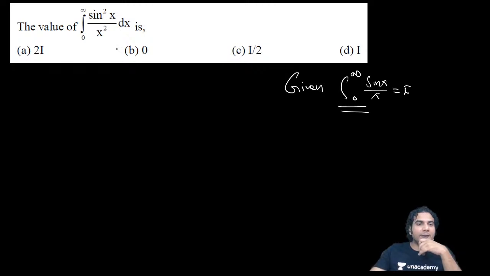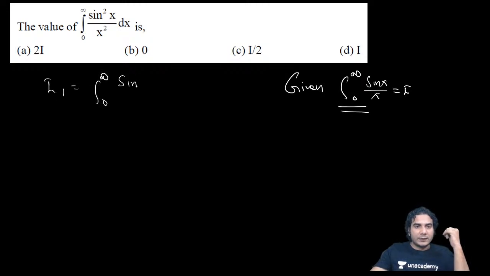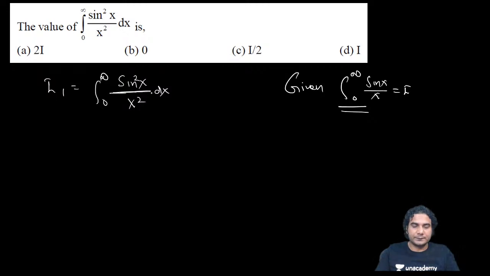Take this as I1 and start. I1 is equal to, like in the previous question I have taken, sine square x upon x square dx. Start with this.